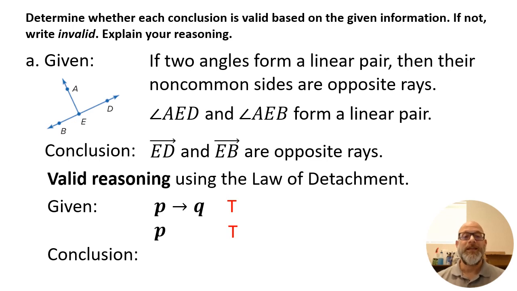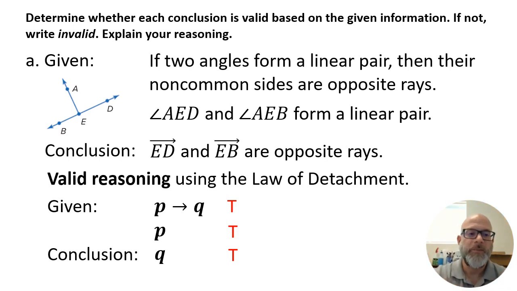Angle AED and angle AEB form a linear pair. Therefore, ray ED and ray EB are opposite rays. If you're having trouble with the language, let's revisit it.